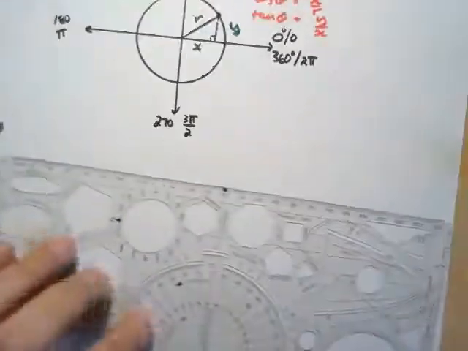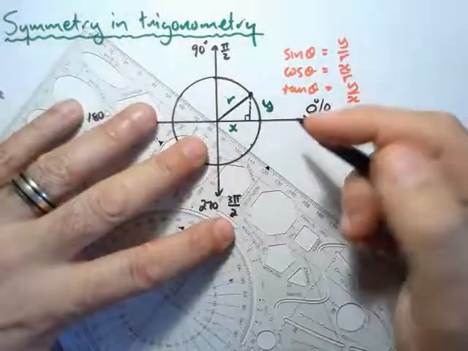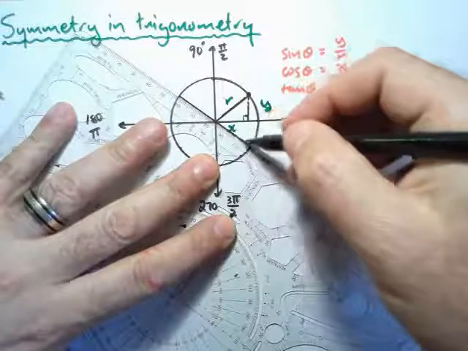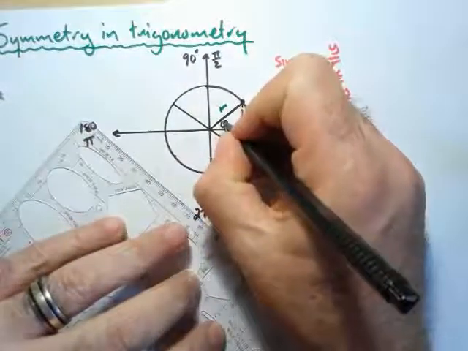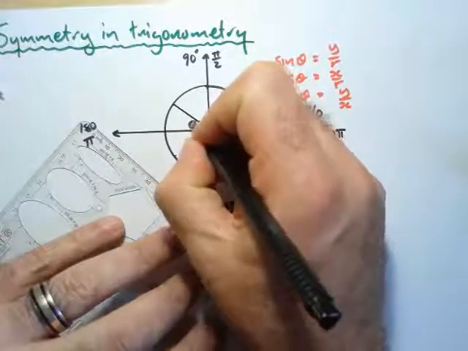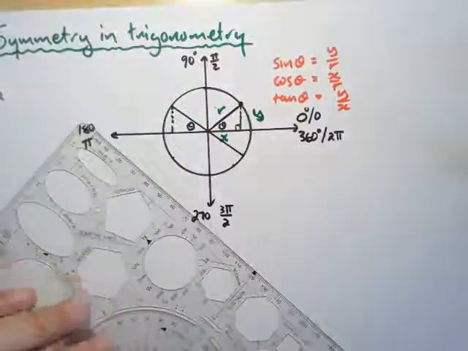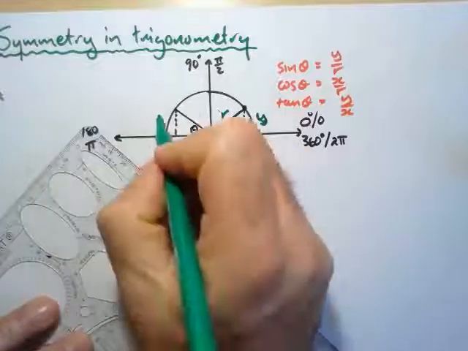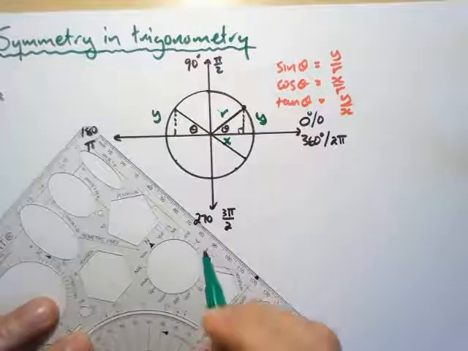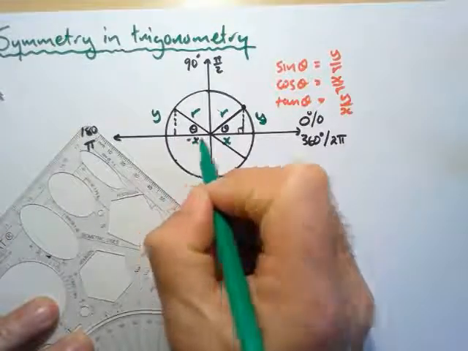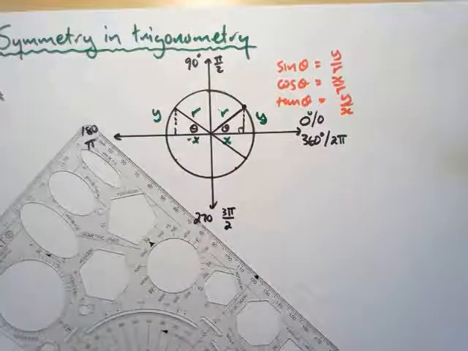Which means, if I draw that line, we say this is theta, and we say this is theta, and I draw that down, this will now be exactly the same as this. This is y, this is r, but this is now negative x. Okay, but the ratio will be exactly the same magnitude.